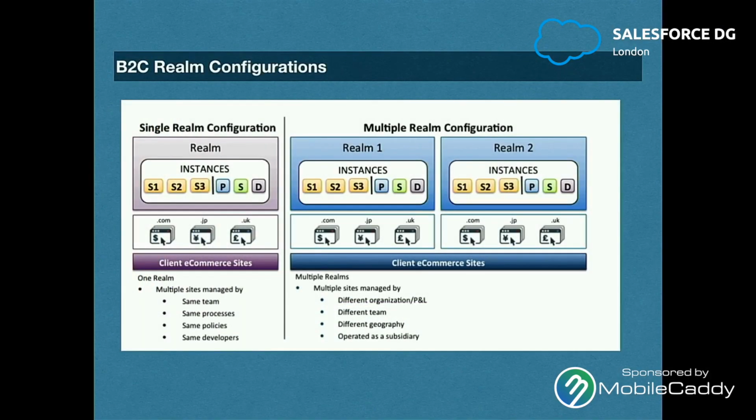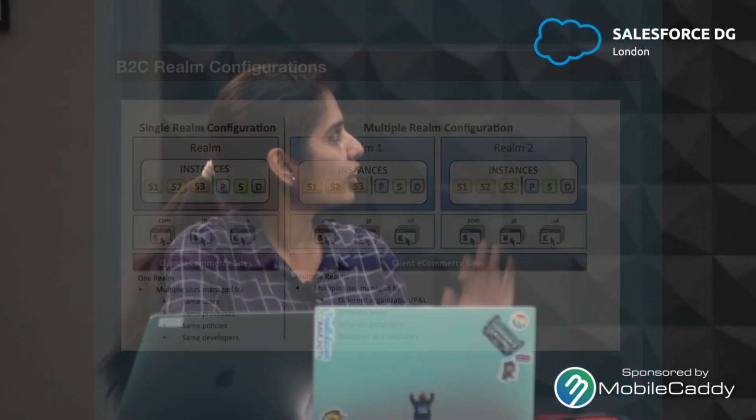And this is the configuration. Realm has different configurations. The first one is the single realm. Let's say you have a simple website and you don't have multiple brands or a very big business behind that website. You can use a single realm. What it means is all your development team will work on a single realm with the same process, policies, and the same developers. But still, you can launch different local websites.